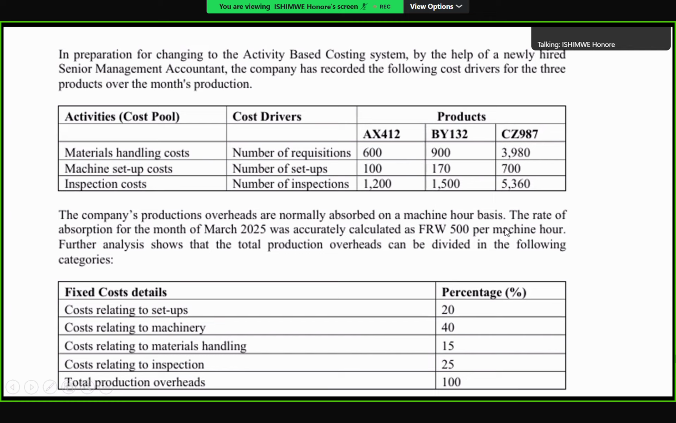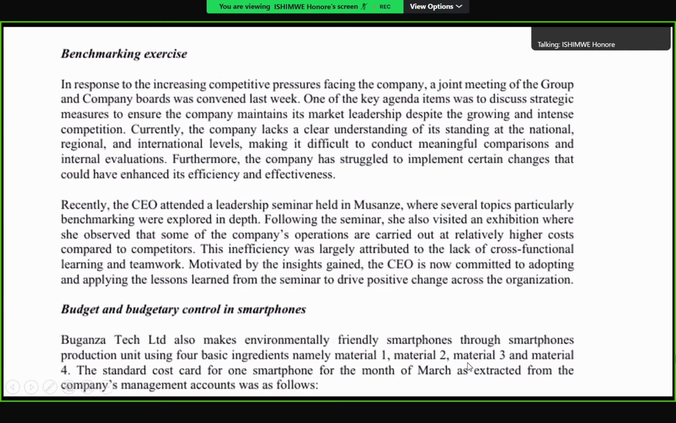Then further analysis shows that the total production overhead can be divided into the following categories. We have fixed cost details. We have cost related to setups, cost related to machinery, cost related to material handling, and cost related to inspection. And the total production overhead is 100%. Now, we have no need for portioning here. In absorption costing we just use the total overhead. But for activity-based costing, each activity has its cost in percentages. We have 20% of the total overhead, 40% of the total overhead, 15% of the total overhead, 25% of the total overhead, you see? Then we go to the benchmarking exercise.